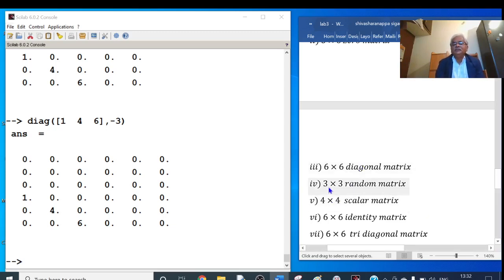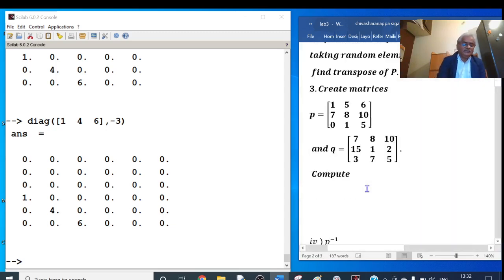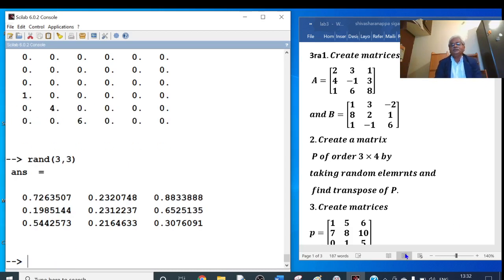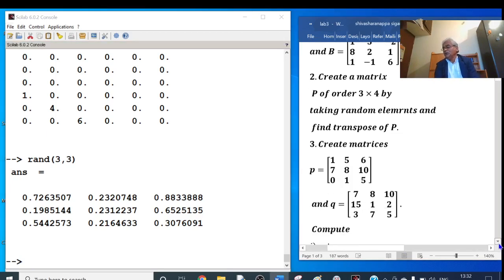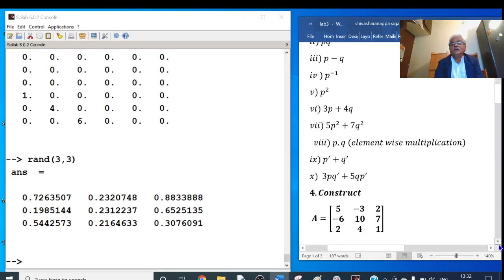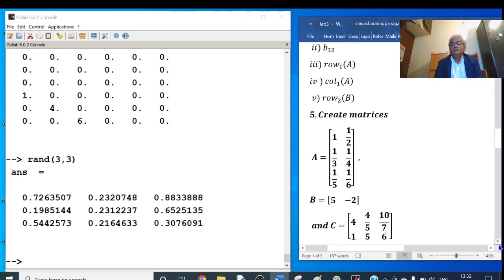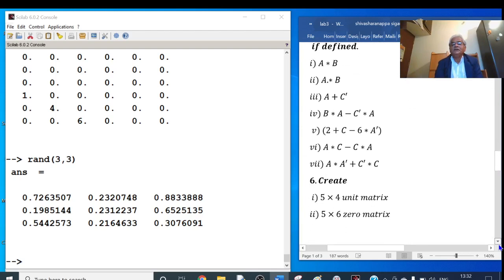Now create a 3 by 3 random matrix. That is RAND, open bracket, 3 comma 3, close bracket. Enter. Yes, this is a 3 by 3 random matrix.